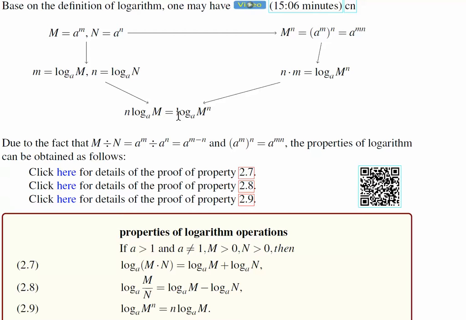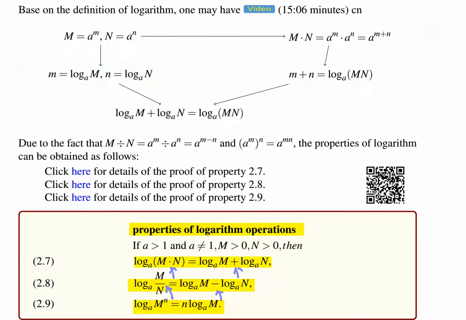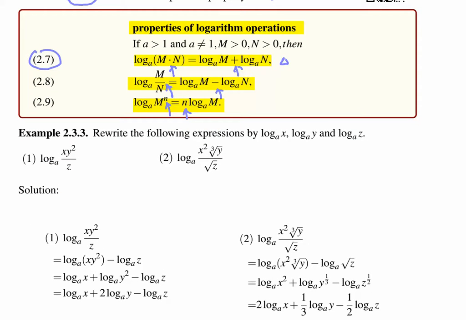So that's your job. Now let's look at a few examples. The first one is the one right here. This one says that we need to rewrite the following expression just by log base a to the x, log base a to the y, and log base a to the z. The first one is log base a to the x times y squared divided by z.